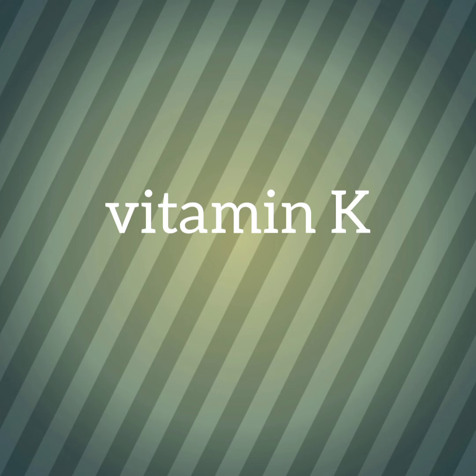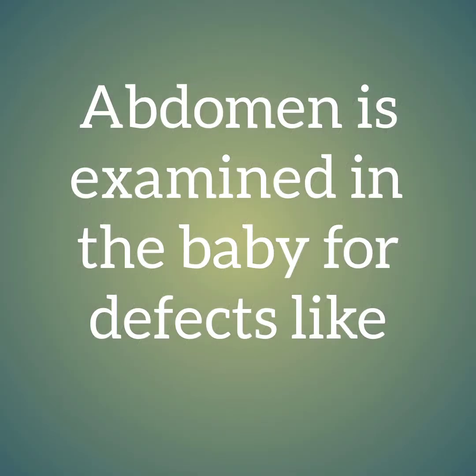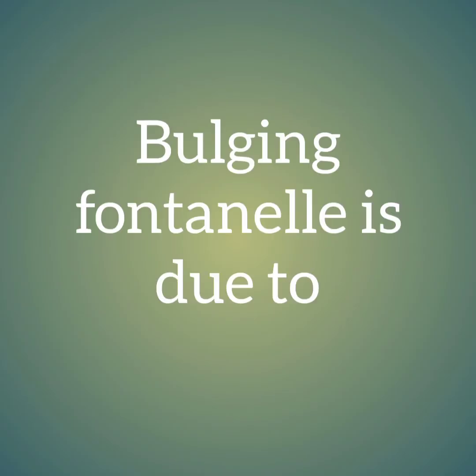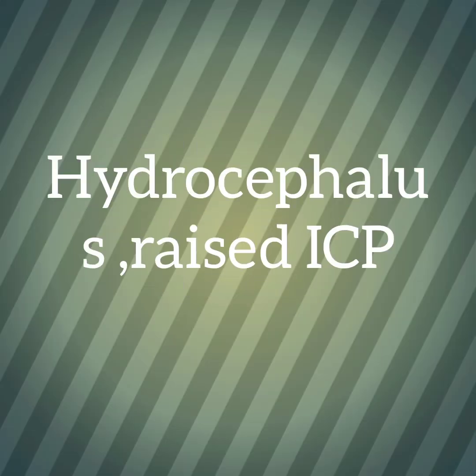Next, abdomen is examined in the baby for defects like what? 1, 2, 3. Answer is abdominal distension. Next, bulging fontanelle is due to dash. 1, 2, 3. Answer is hydrocephalus, raised ICP.